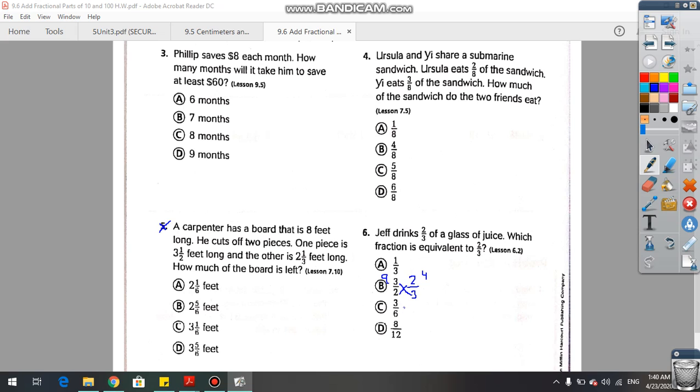Now choice C, let's do it again. 2/3, I'm going to cross multiply. 3 times 3, 9. 6 times 2, 12. So it's not C or B. So of course choice D, but let's make sure of it. Now 12 times 2 equals 24, and 3 times 8 equals 24. So choice D is equivalent.